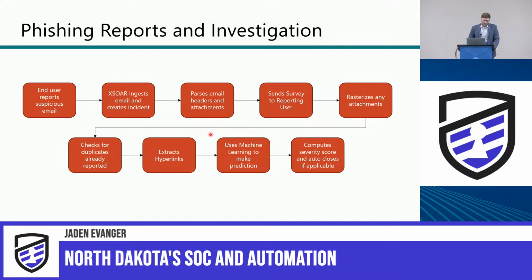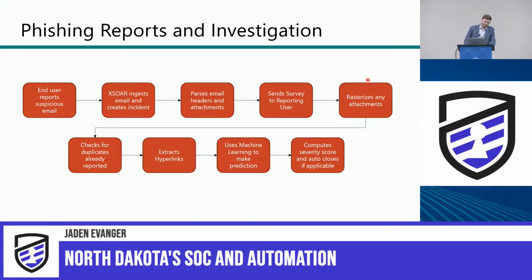So kind of the workflow is the user reports and the XOR system ingests the email, creates the incident. We parse all the email headers out and attachments, and we send the survey to the reporting user so they can say, yes, I clicked the link, no, I didn't. I opened the attachment, no, I didn't. And then we rasterize the attachments, like a PDF. That way our analysts don't have to open the PDF themselves. We actually have automation in here that can rasterize that for you. It's pretty cool.